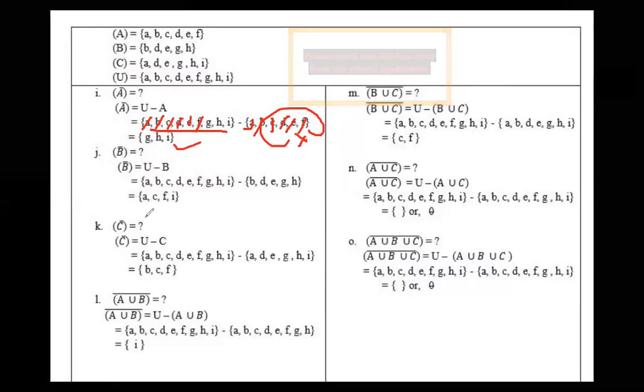Is that okay? So A complement means you need to subtract from U, the universal set. So U means A, B, C, D, E, F, G, H, I minus A, and A means A, B, C, D, E, F. If there is a minus sign, you need to cancel them. A cancelled, B and B cancelled, C and C cancelled, D, D, E, E, F, F. Whatever repeated letters are there, we need to cancel them and only write down the front letters. What is remaining now? GHI is remaining. So GHI is our answer. Is it okay?